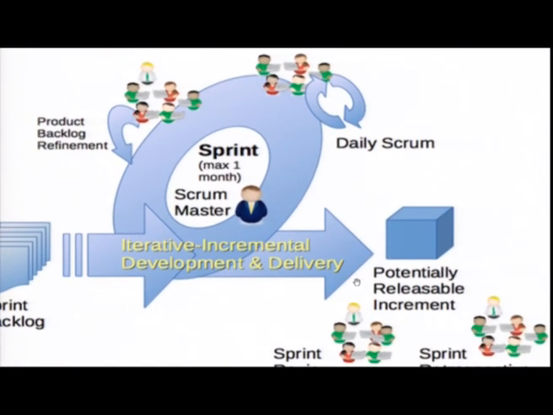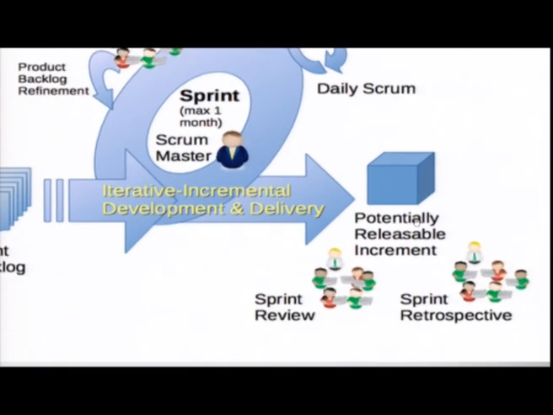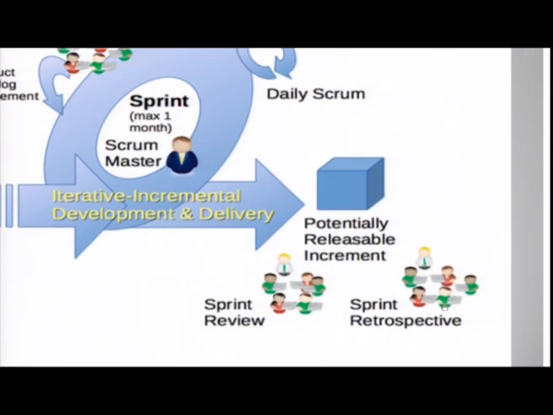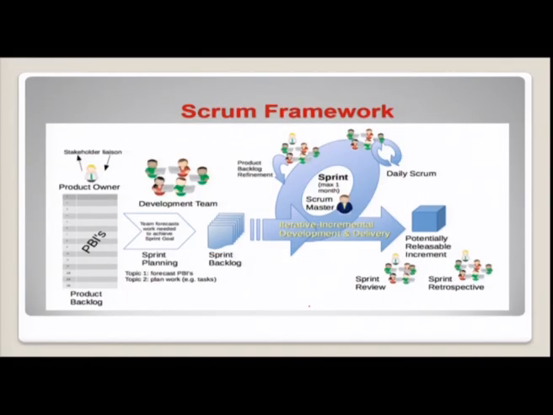At the end of the sprint, a potentially releasable increment, or as I said, the minimum marketable feature, will get delivered. After delivery, at the end of each and every sprint, you have a sprint review meeting, and after the sprint review meeting, you have a sprint retrospective meeting. In the retrospective meeting, a person will be learning from experiences. So learning from experience, you call it the sprint retrospective meeting. So this is what you see in a Scrum framework.